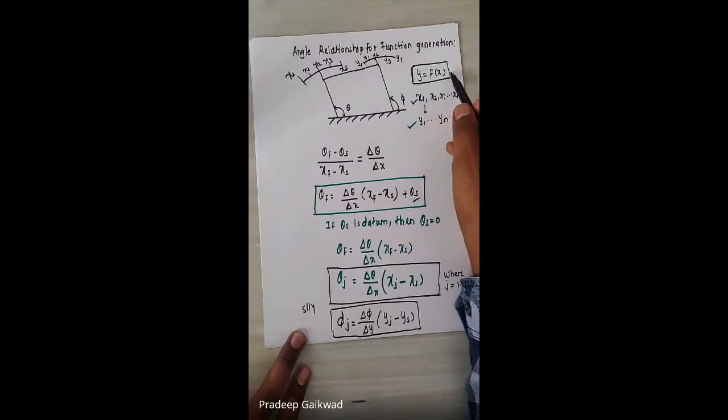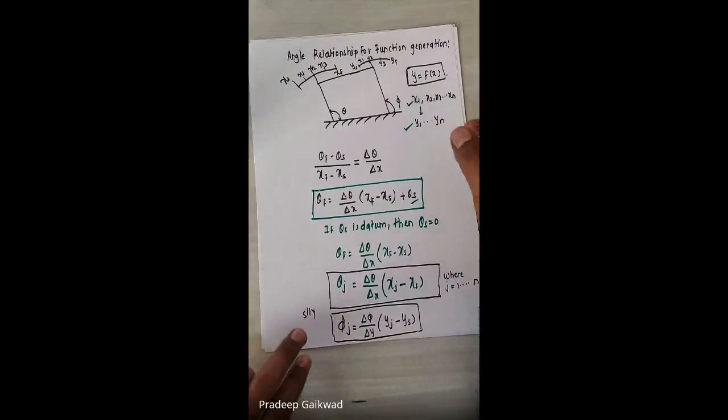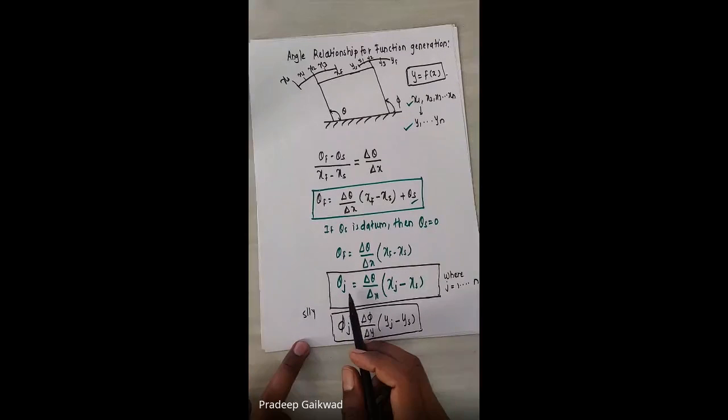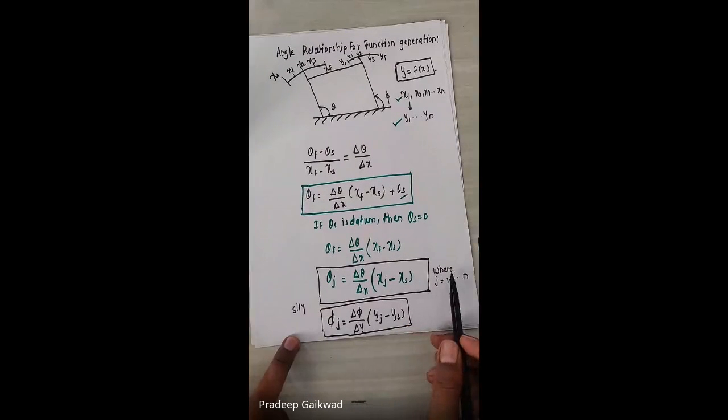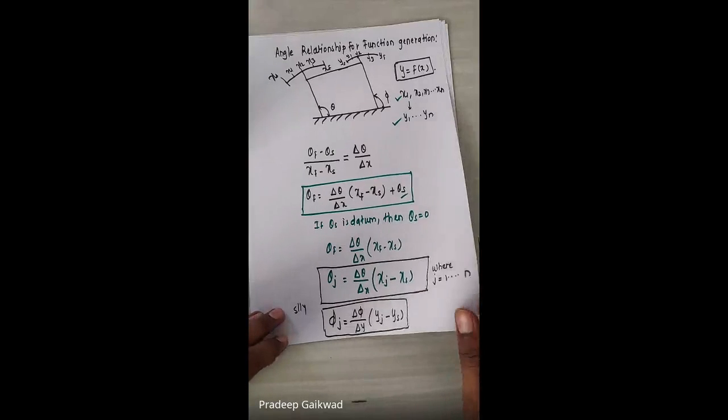Function generation means y is equal to f of x. So two formulas we derived. From this I can find theta 1, theta 2, theta 3 up to theta n, and I can find phi 1, phi 2, up to phi n. So likewise, these formulas are important for finding angle relationships. I'll summarize this now.